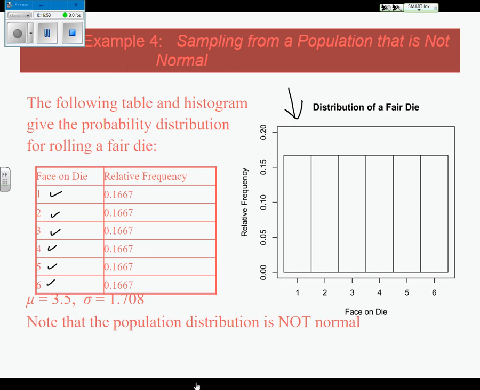Now, the average number I would expect to get is 3.5. So I can still come up with an average. I expect on average I should roll a 3.5 if I was to guess right in the middle of numbers between 1 and 6, which is obviously 1 plus 6 divided by 2, 3.5. And I get a standard deviation of 1.708. Don't get hung up on that right now, but I want you to see that the distribution is not normal.